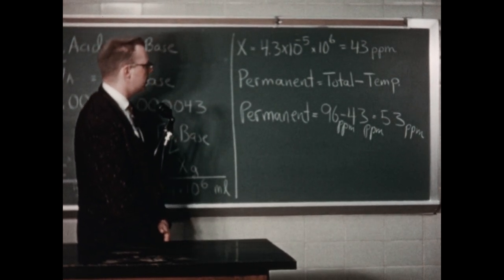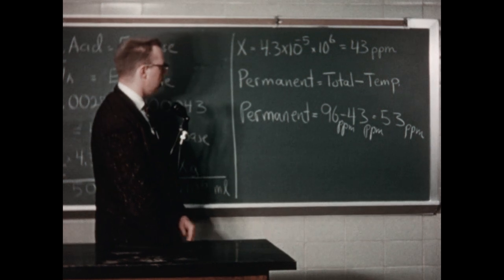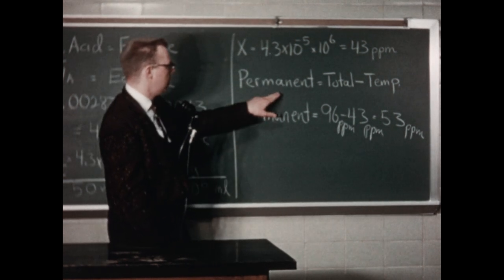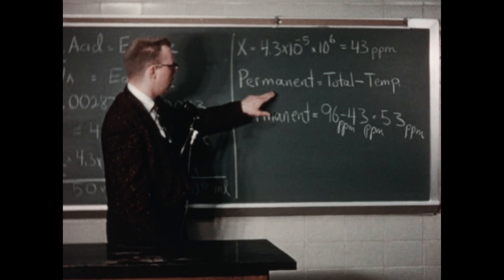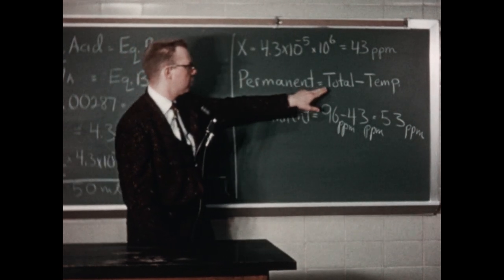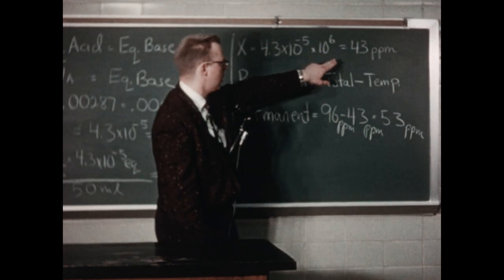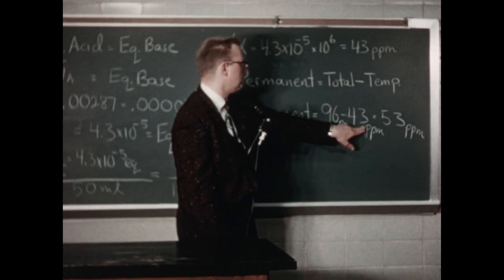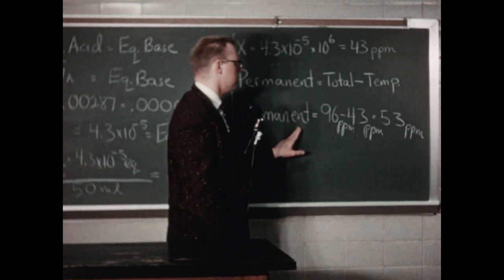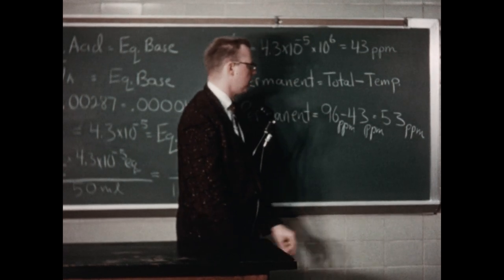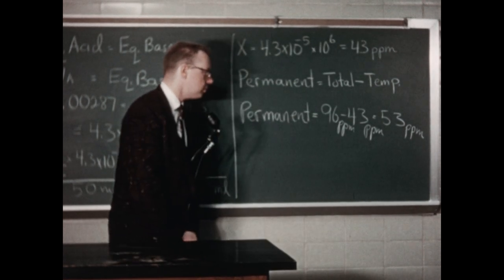Now, this figure permits us to calculate permanent hardness, because our Univer versene titration told us that the total hardness was 96 parts per million. We've now found temporary hardness to be 43 parts per million. Permanent hardness must be the difference, or 53 parts per million.